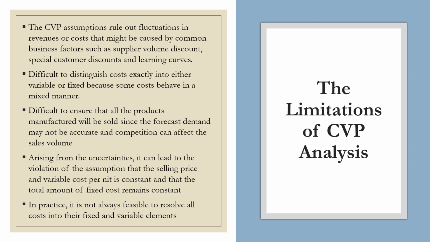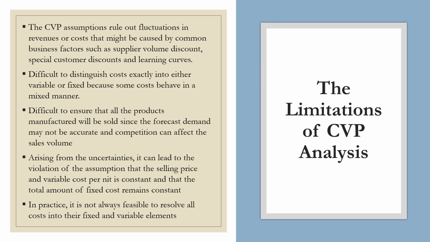And then the third one is uncertainty about the sales volume and demand. Forecasting demand is crucial for CVP analysis, but it is not always accurate. Additionally, competition in the market can affect the sales volume unpredictably. So this uncertainty makes it challenging to ensure that our products will indeed be sold as planned, which is an assumption of the models.